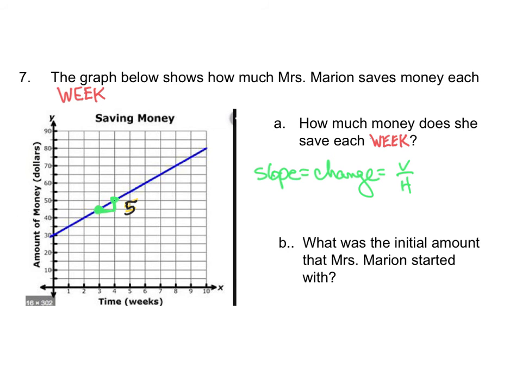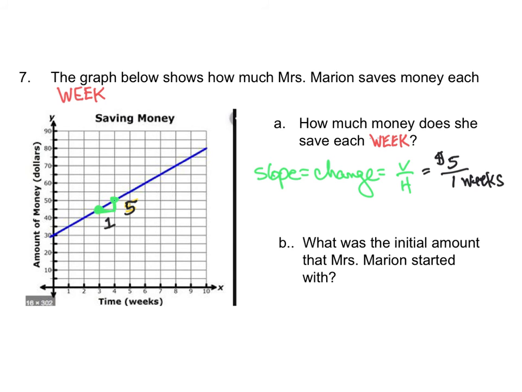And then let's do kind of the same thing with our horizontal. Horizontal, oh, it starts at 3, goes to 4. So we have our horizontal, it goes from 3 to 4, so that's going to be 1. Let's put that together. Our vertical was 5. Horizontal is 1. Now let's label it. Vertical, it is money. Horizontal is weeks.